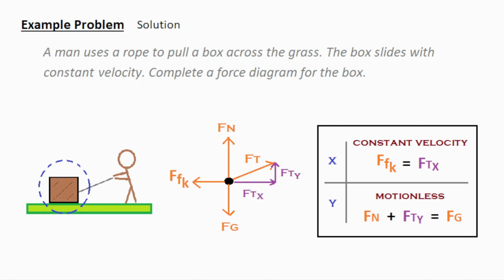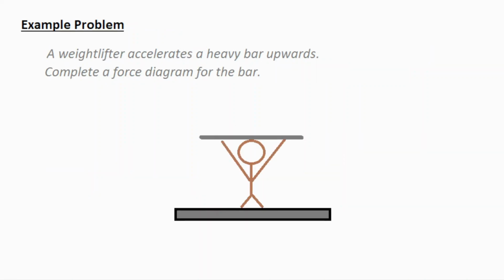Many students believe that if an object is moving to the right, then the force to the right is automatically larger. Well, be careful. That is an incorrect statement. It depends on which motion type the object has, and if it is a constant velocity, then the forces are equal in magnitude. Here is the next example.